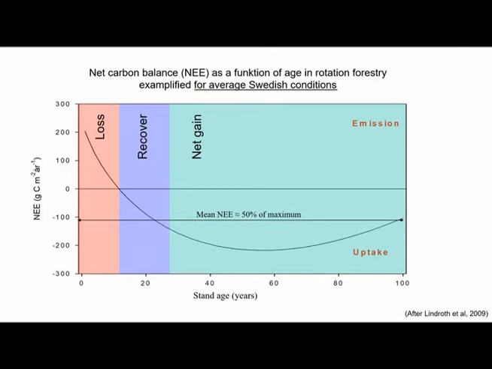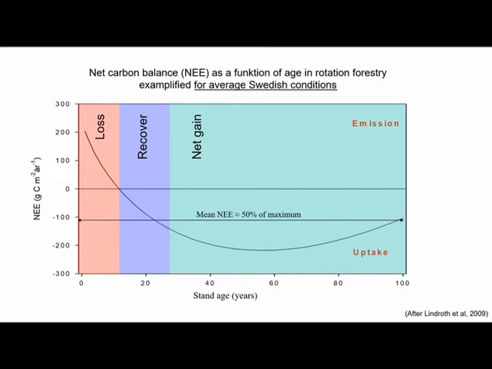And this then is an example of how it will look in a typical Swedish situation with a 100-year rotation time. In the beginning here, immediately after the clear cut, we have high emission. I should say also that positive here means loss to the atmosphere, and negative numbers mean uptake from the atmosphere. That's a sign convention that we work with in this method.